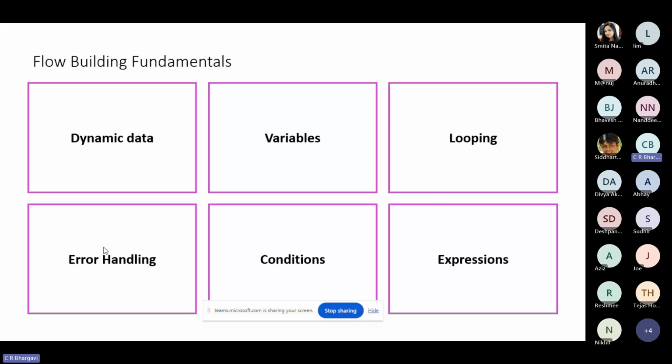So for that, the flow of building the fundamentals is that we would choose the dynamic data to be the participant's name, and the variables to be what we have selected inside the Word template. And looping is for the different email IDs that we have, so we would be looping through those.